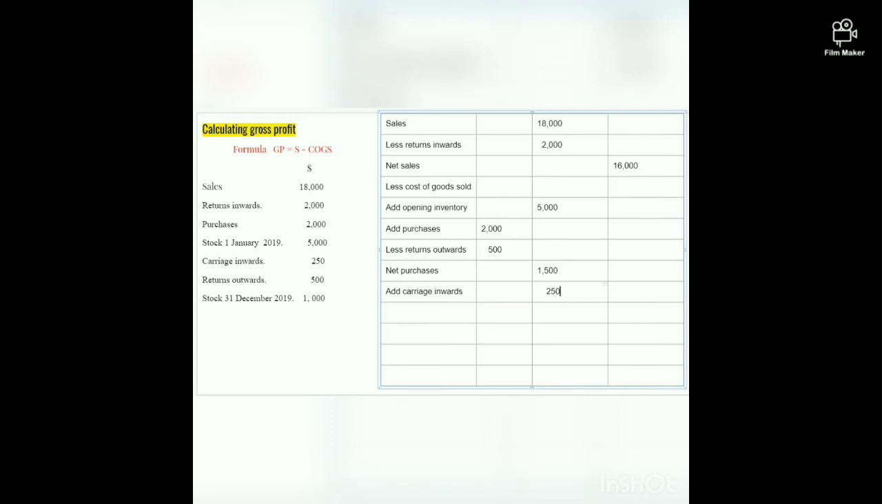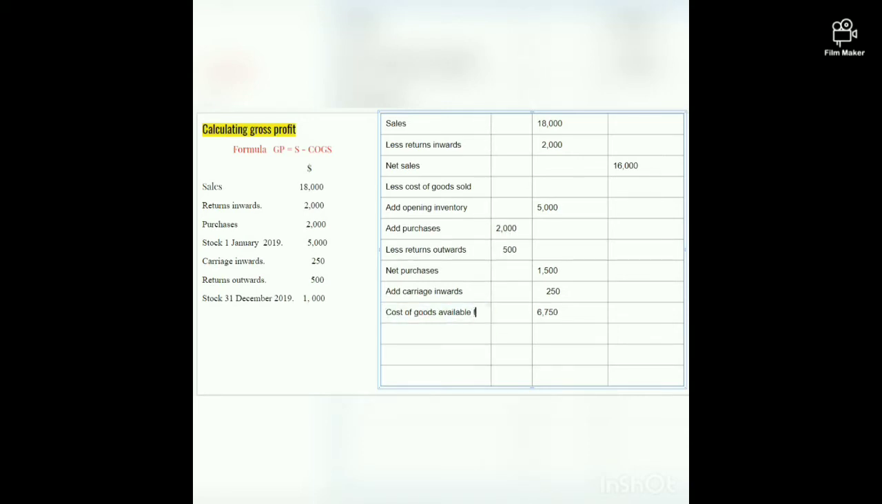Now we need to total. A lot of mistakes that persons make is that they tend to add the net purchases or purchases figure and the carriage inwards and totally forget about the opening stock or inventory. Now, when you're doing your calculation, you need to add opening inventory, net purchases, and carriage inwards. So we're going to add up the 3 figures. So here we have 5,000 plus 1,500 plus 250, and that is going to give us a total of 6,750. All right, this 6,750 is known as your cost of goods available. Cost of goods available for sale.